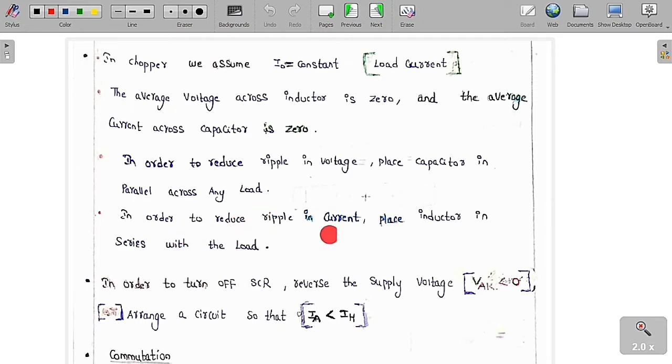In order to reduce ripple in current, place an inductor in series with the load. So if you want to decrease the ripple in the current in the load, then you have to keep the inductor in series with the load.